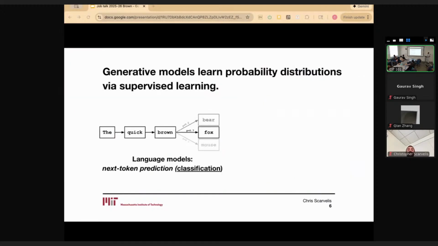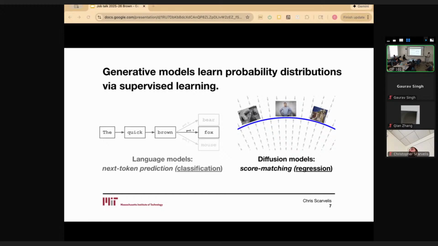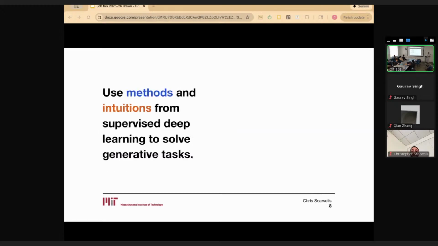These are all instances of sampling from a probability distribution, and we made rapid progress over the past decade by reframing the challenging task of learning a probability distribution as different types of supervised learning problems. So for instance, training a language model nowadays amounts to solving a classification problem called next token prediction. And on the other hand, training a diffusion model entails solving a regression problem called score matching. We're going to say more about this problem soon. Now, this paradigm has been very successful in practice because it's allowed us to deploy the well-developed machinery of supervised deep learning to solve generative tasks.